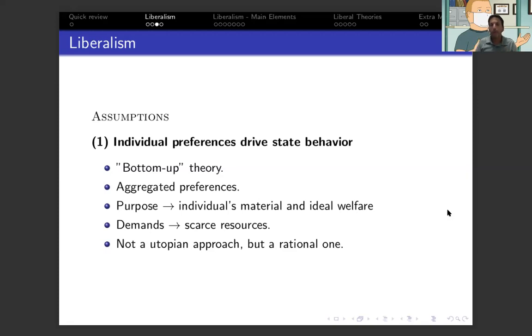That's one of the important arguments that are made in order to ground that theory in very clear and obvious assumptions. Okay, so that's the first assumption.